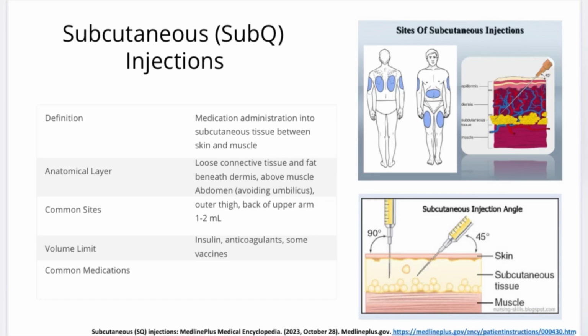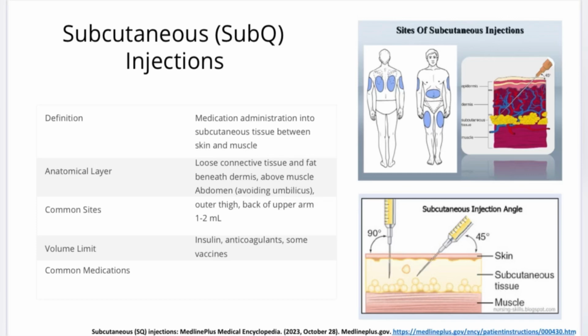In the upper right hand, you will see a picture about common sites. They are the abdomen, outer thigh, and back of the upper arm. The volume limit of sub-Q injection is 1 to 2 ml.